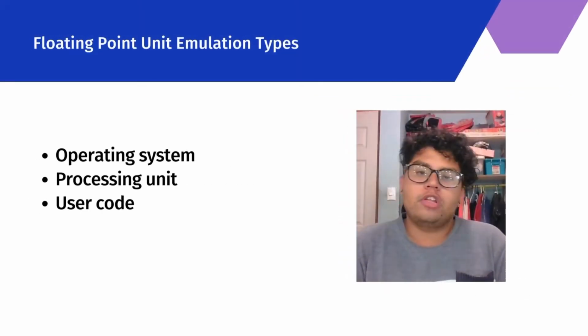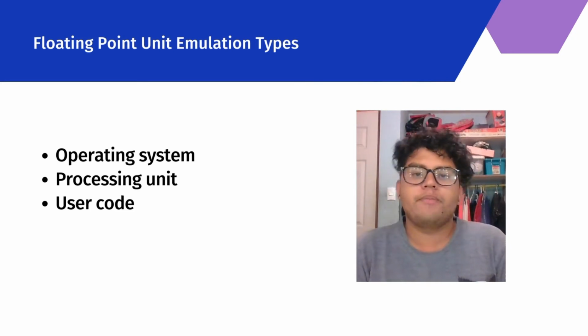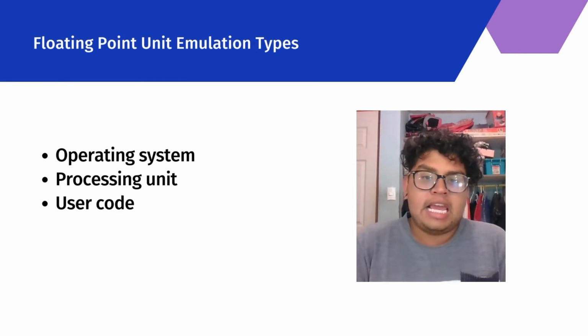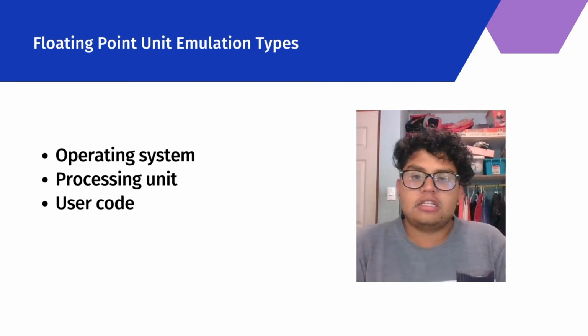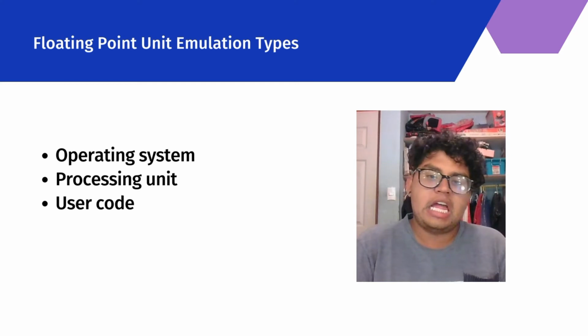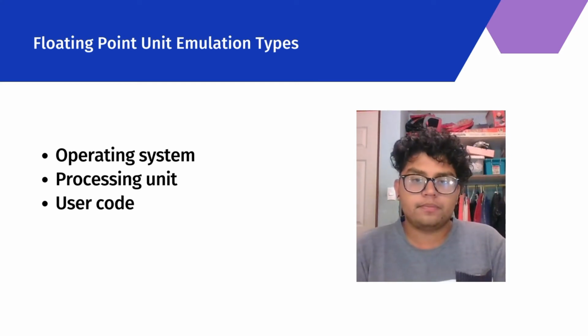Not all computer systems have floating point hardware, thus the floating point unit can be emulated in multiple ways. First, by the operating system and interface functions. Second, it can be emulated in the processing unit. Third, in user code, typically this is what is called software emulation.